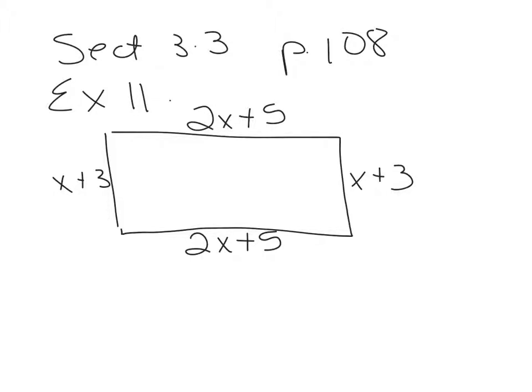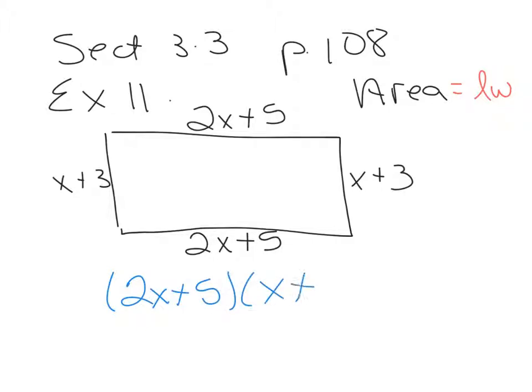Okay, example 11 asks us to find the area of this rectangle, and if you recall, the area of a rectangle is found by multiplying length times width. So to find the area of this rectangle, we're going to multiply the length times the width. So that would be 2x plus 5 times x plus 3. And I'm going to write that down here. 2x plus 5 times x plus 3. This is a binomial times a binomial.